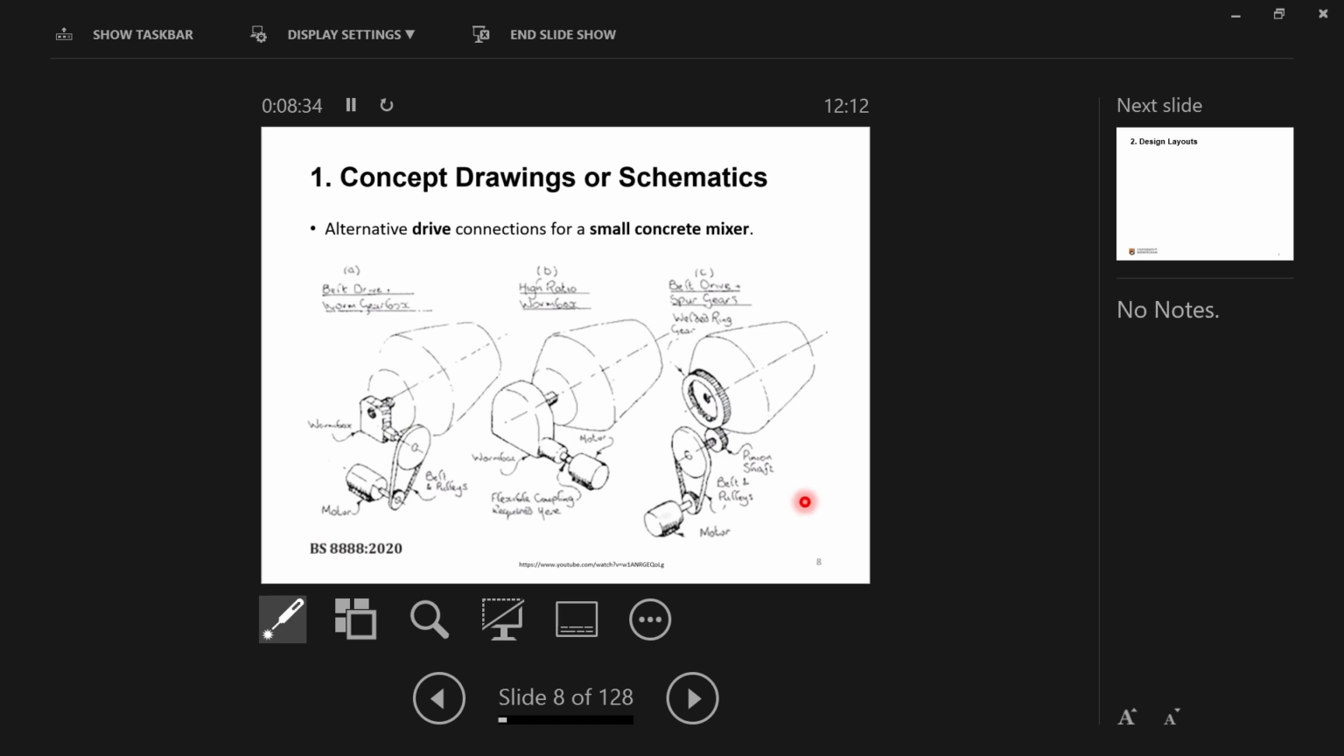So these are hand-drawn crude drawings or schematics, just to have the discussion about the kind of decision that we can decide.